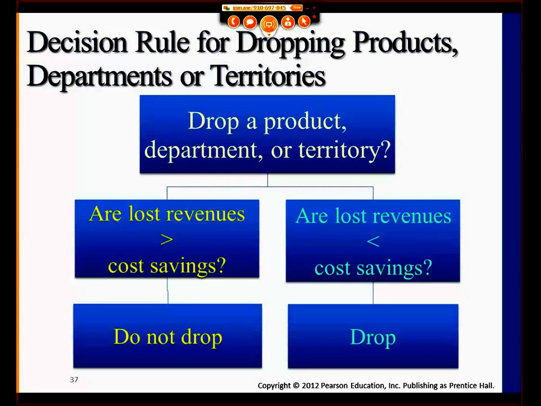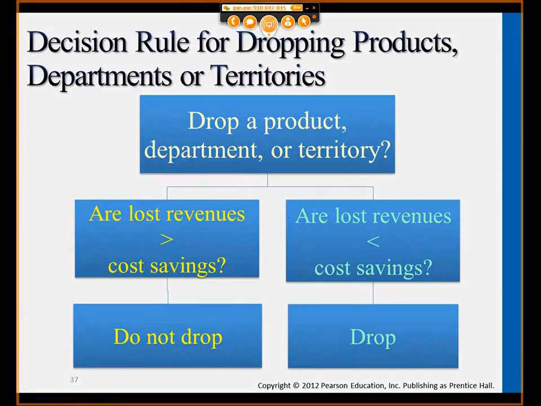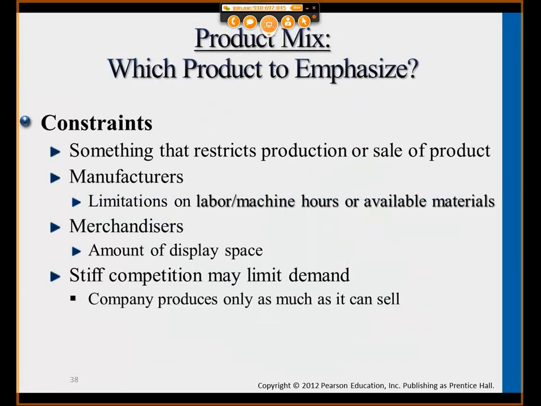So if we have a product mix, right? Sometimes we're just talking about the one product, one department, or territory, but sometimes we have a mix. So what do we do there? Companies do not have unlimited resources. So in the product mix, we have to figure out which product we need to emphasize. And we have some constraints here.